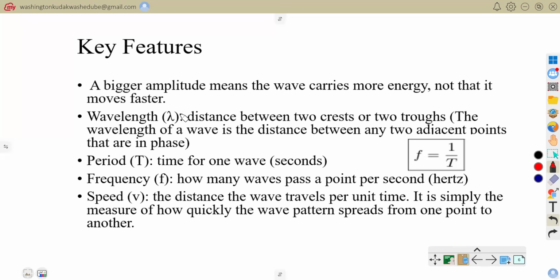Now, the bigger the amplitude, it simply tells us how much energy is being carried by that wave. So the total amplitude gives an indication of the maximum energy being carried. The greater the amplitude is, the greater the energy being carried. But mind you, the amplitude has nothing to do with how fast the wave is moving.